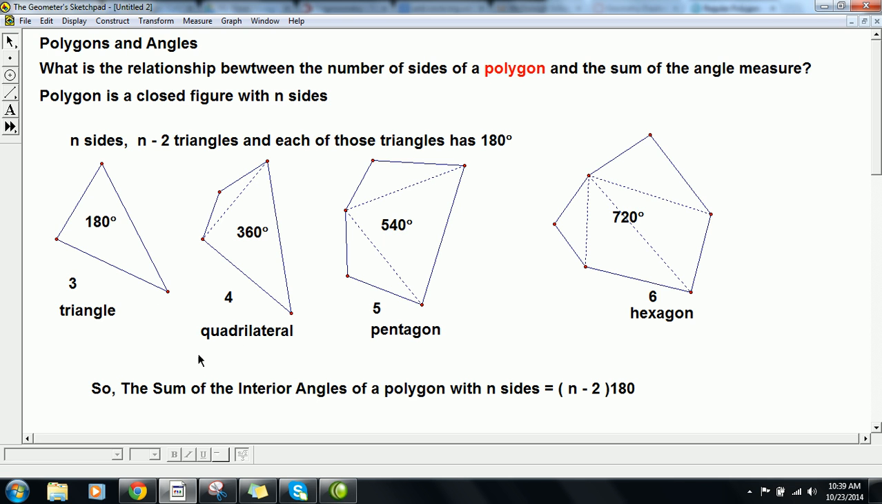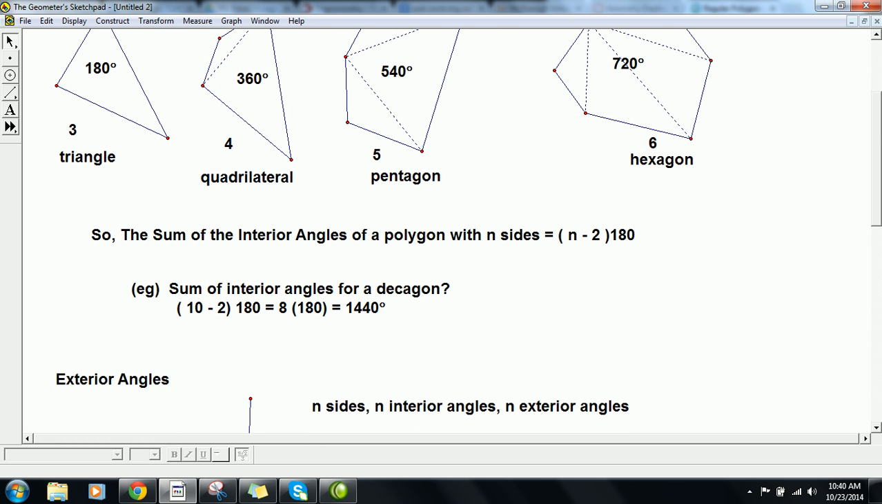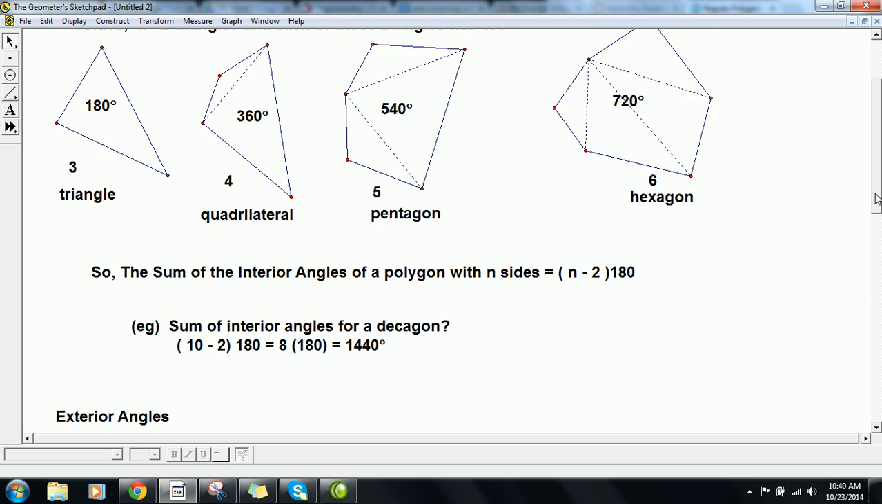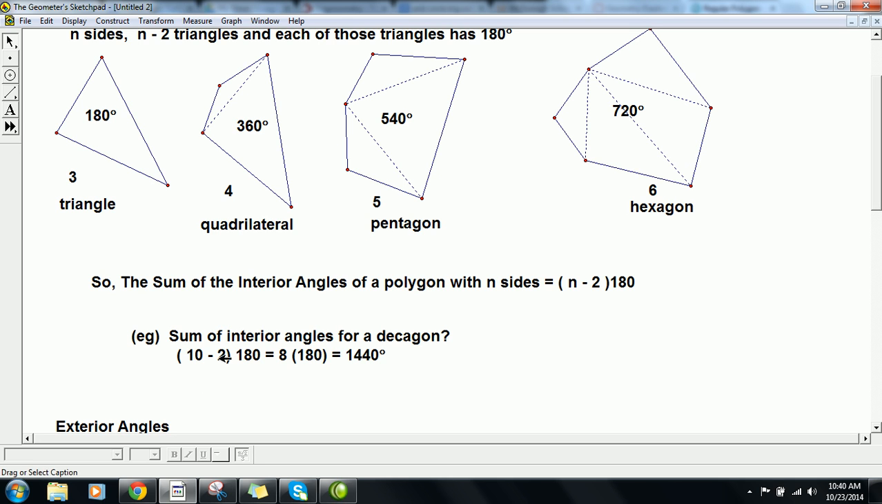So therefore the sum, meaning we're adding all the interior angles for any polygon with n sides, any convex polygon, we'll talk more about that later, is n minus 2, that's the number of triangles we cut it up into, times 180, because each triangle has 180 degrees, right? So for example, what we did yesterday is we said, okay, for a regular decagon, that's 10 sides, then all the 10 interior angles would add up to be 10 minus 2, which is 8, times 180, or 1440 degrees.